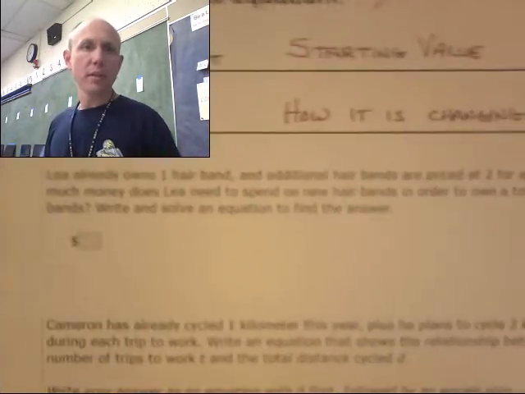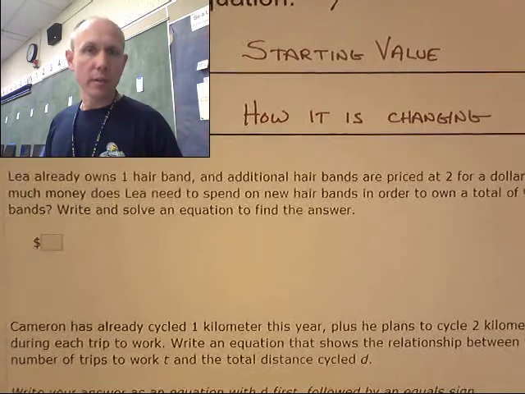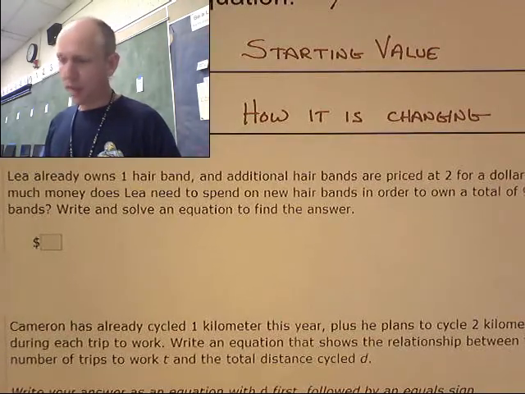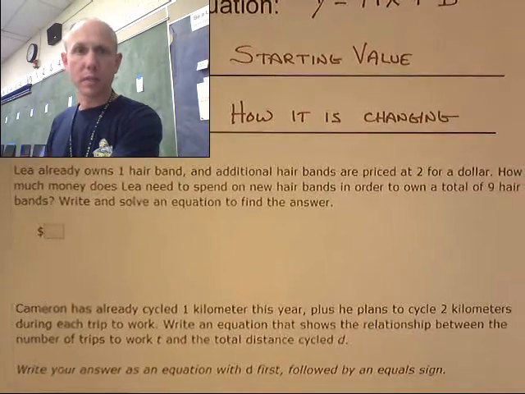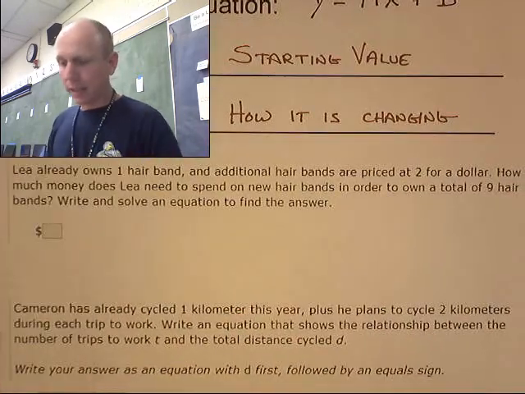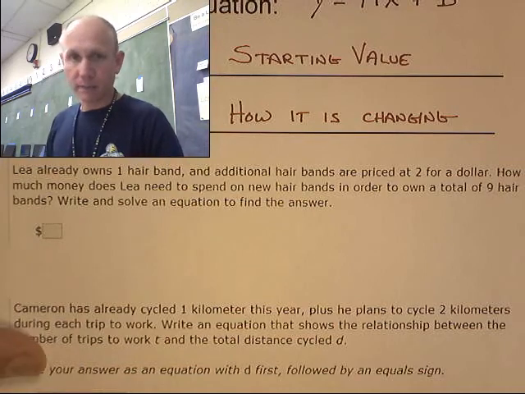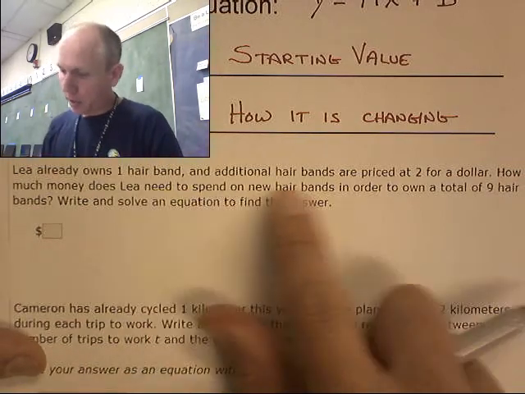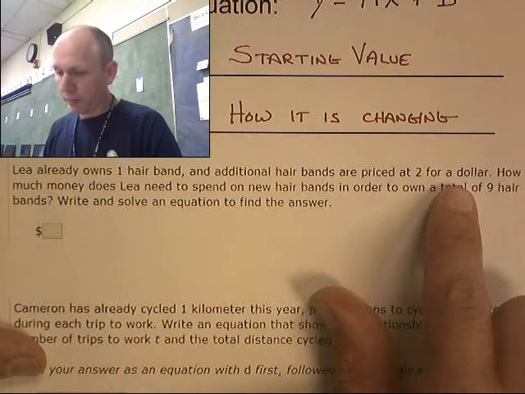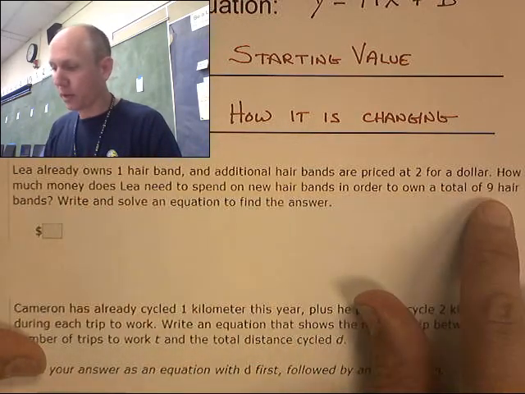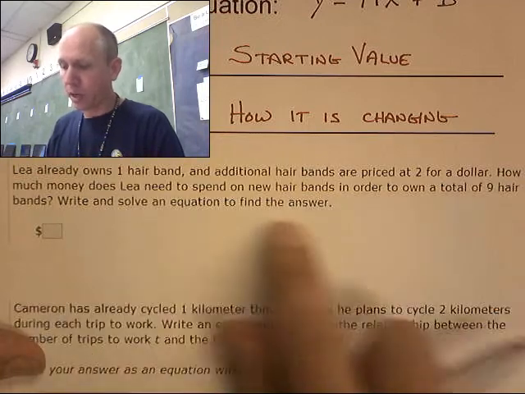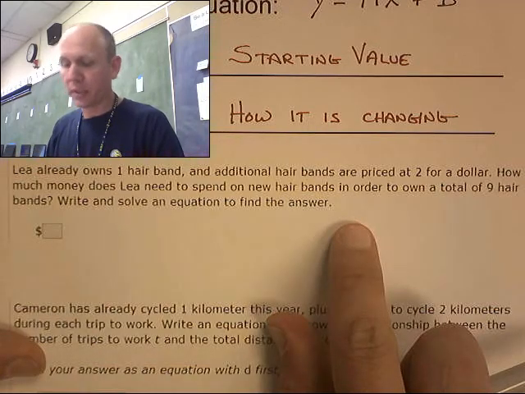Now, the first one, I think you could just kind of logic your way through, because you guys are pretty smart with these. And you've done these before. Okay. Leah already owns one hairband. And additional hairbands are priced at 2 for $1. How much money does Leah need to spend on new hairbands in order to own a total of 9 hairbands? Write and solve an equation to find the answer.